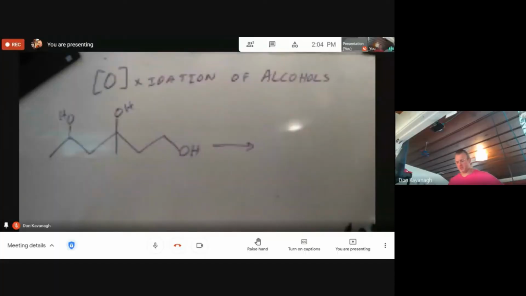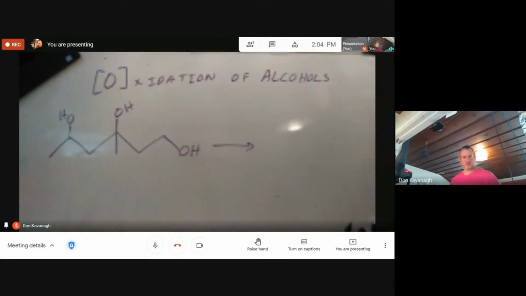Hello, you absolute legends. Here we have a triol, T-R-I, triol, O-L, an organic compound that has 3 alcohol functional groups on it. We're going to talk about the oxidation of alcohols with this complex compound here.